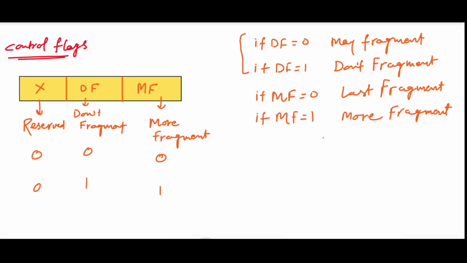Clear? Now this is the whole information about more fragment. Now for this field, set by 0, which is reserved, that means it is used in future. Clear? This is the whole information about control flags, that means flag bit, which is a 3-bit field. Clear? Which is a 3-bit field.